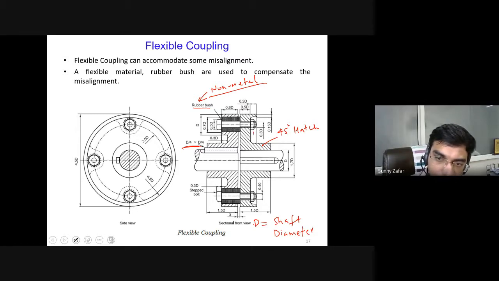Any scope of misalignment between both the shafts will be compensated by the flexibility of this rubber. Of course, over prolonged periods, this rubber may get deformed or it may get worn out. So periodically, replacement of this rubber bush may be required in this case. But all other details follow from this drawing, and you can refer to this while completing the question based on this flexible coupling.